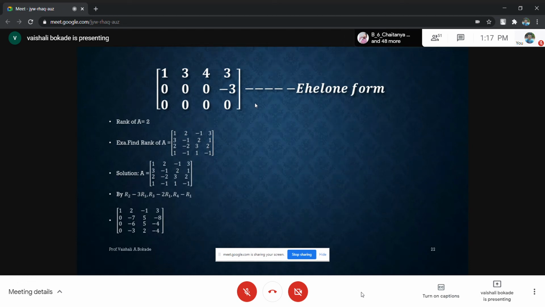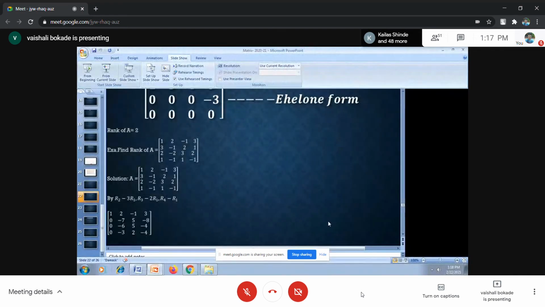Why is it not in echelon form? Because the second row, second column element is not one. Just wait, I can't hear you properly. I'm just increasing the volume so that I can hear you properly. Tell me, go ahead, student. The second row and second column element is not one.